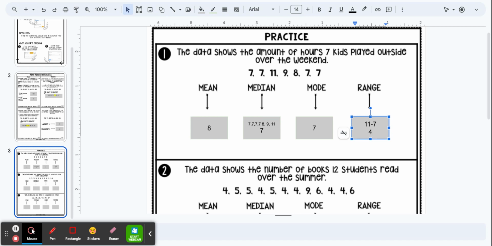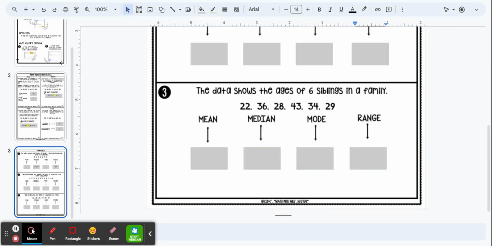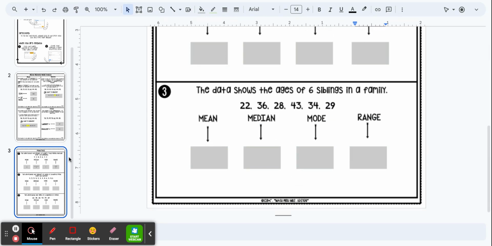Okay, so that is how we find mean, median, mode, and range for a data set altogether. Let's see one of our other examples. Let's go ahead and look at number 3 quickly. Okay, so it says the data shows the ages of 6 siblings in a family. So again, it tells us that there's 6 siblings, so we should have 6 numbers here. 1, 2, 3, 4, 5, 6.